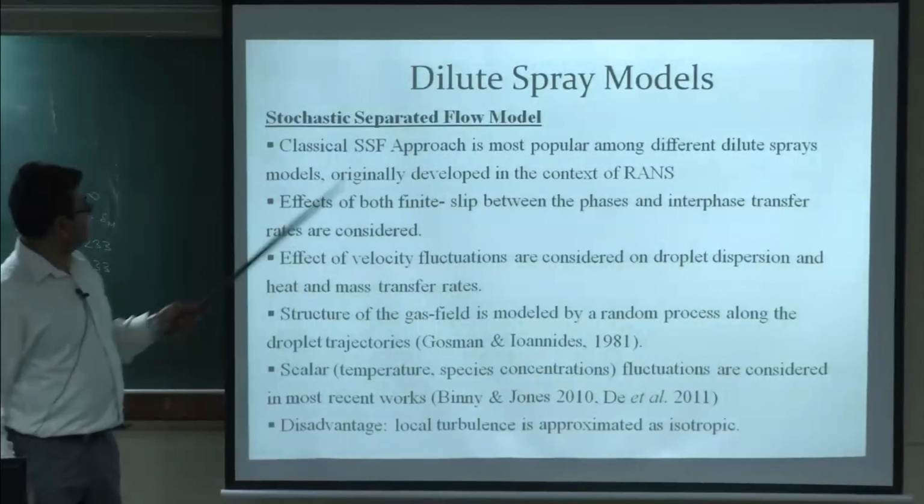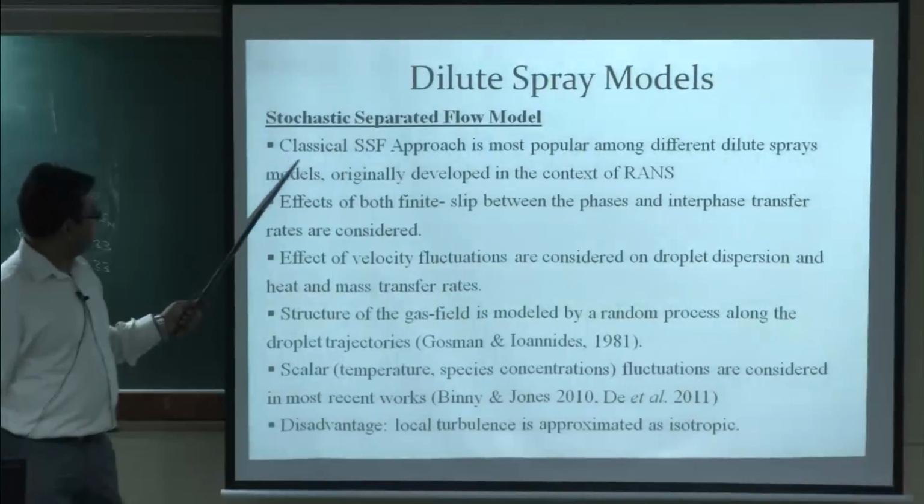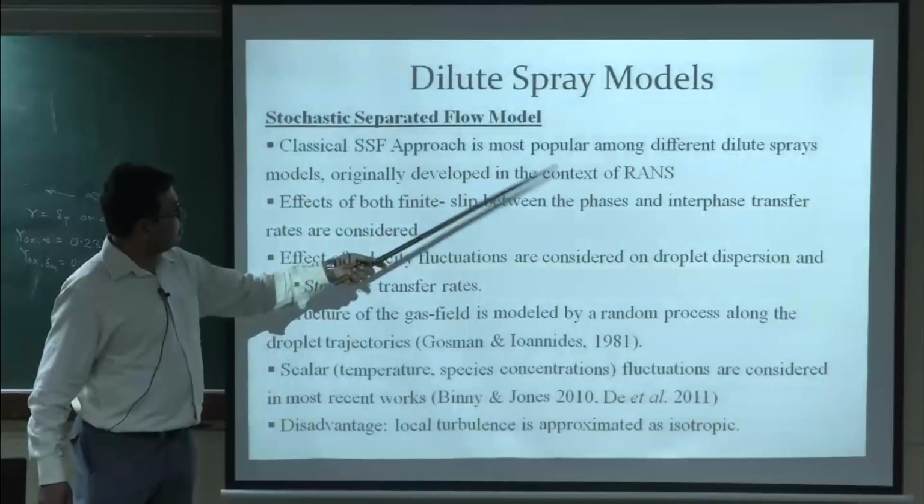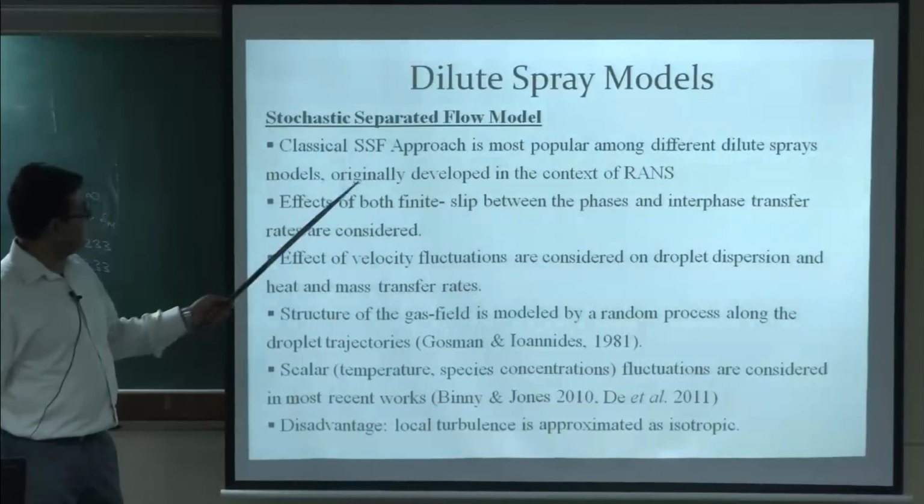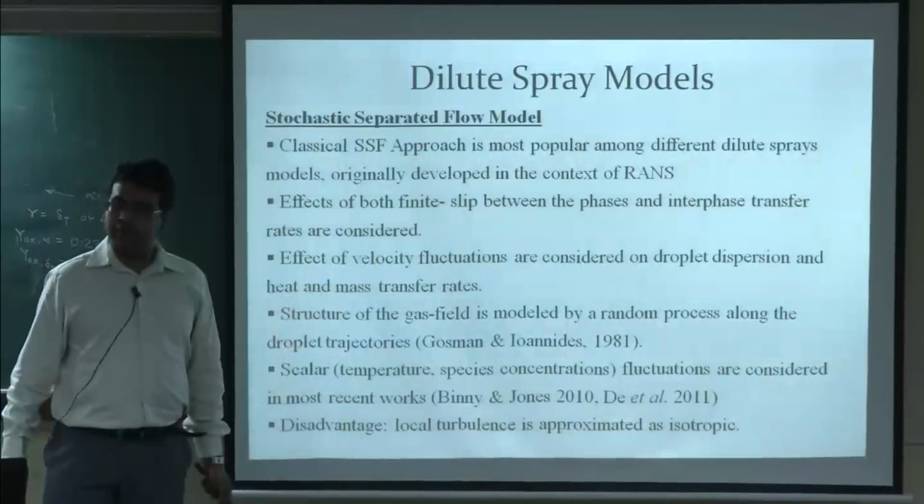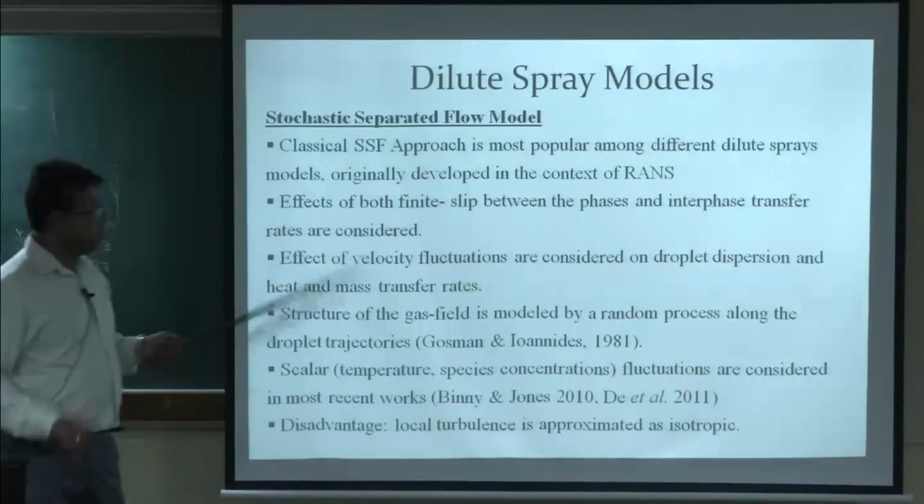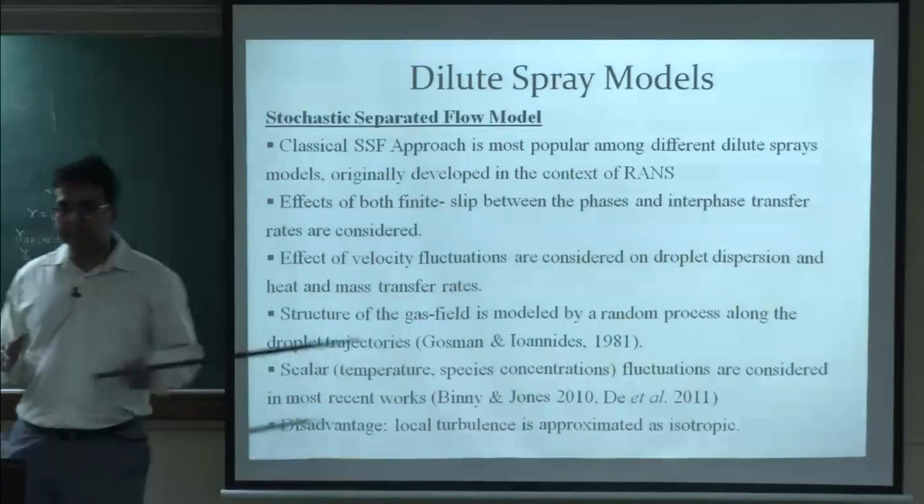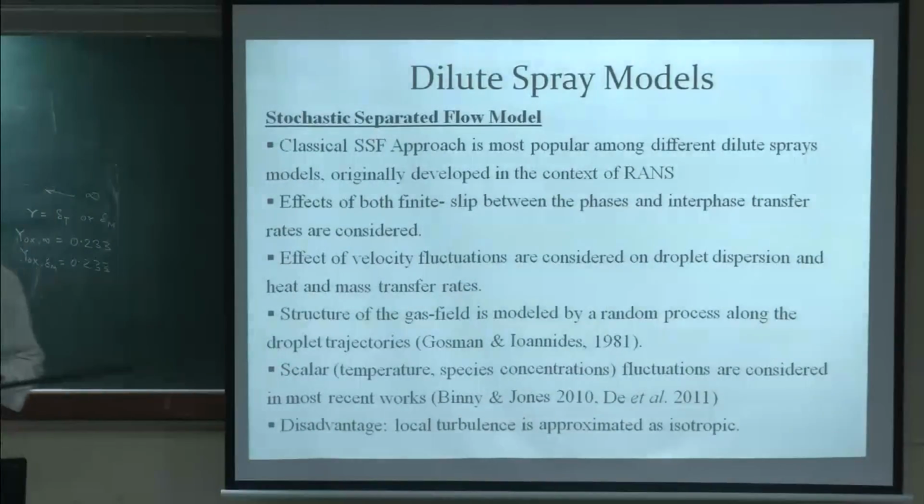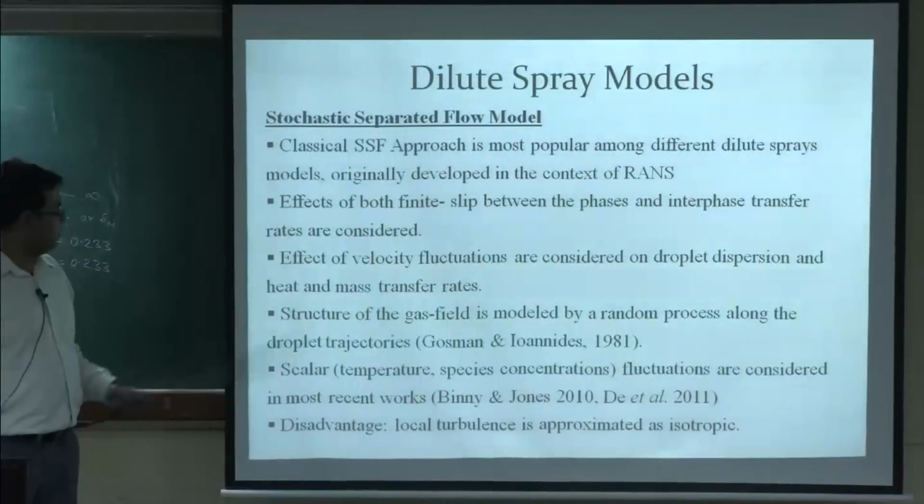So, the stochastic separated flow model is the classical approach and the most popular among the different dilute spray models. It was originally developed in the context of RANS. We basically consider the finite slip between the gas and the droplet. In the other models, the slip is sometimes neglected, but here we consider the finite slip and the interface transfer rate.